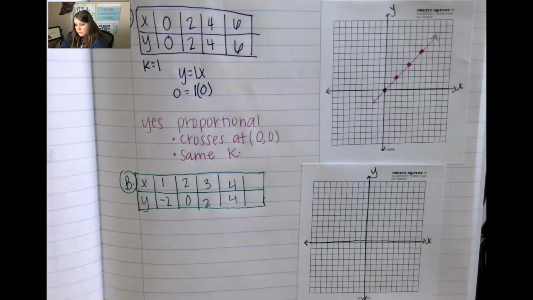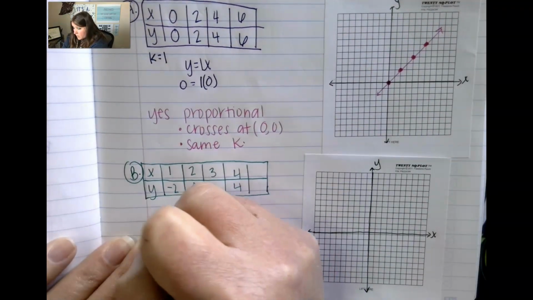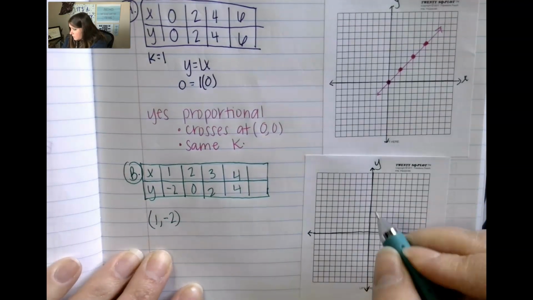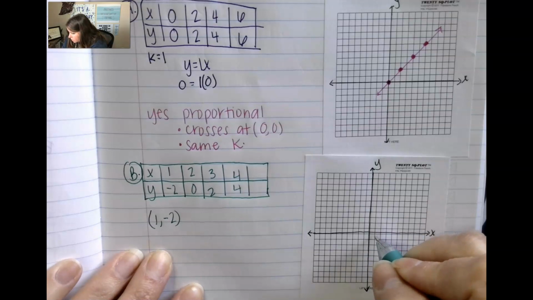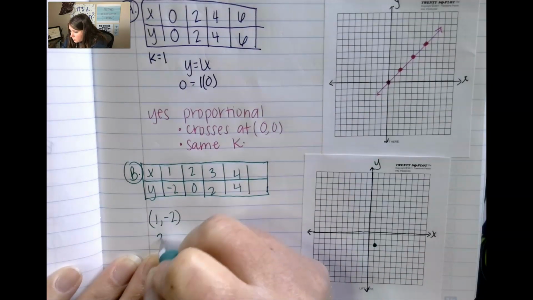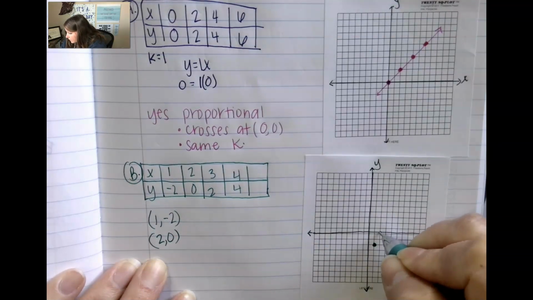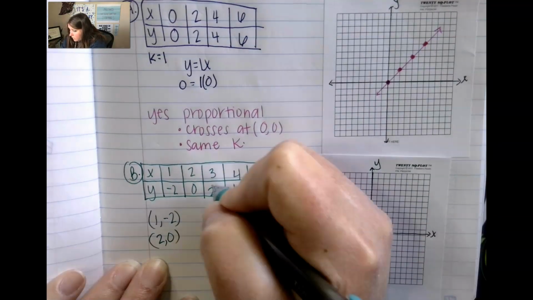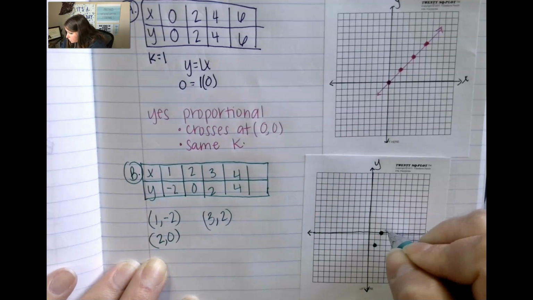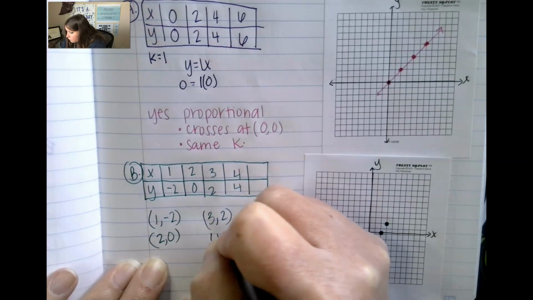Okay, our job first of all is to think about these ordered pairs. My first ordered pair is 1, -2, just like in my last lesson. So I'm going to come over here to 1 and go down to 2. My next dot is 2, 0. So I'm going to come over here to 2, and I'm not going to go anywhere. 3, 2 is my next one. So I'm going to go over to 3 and up to 2, and 4, 4.